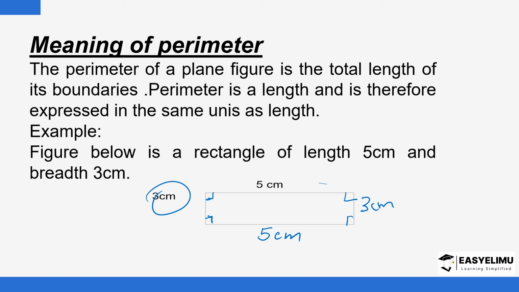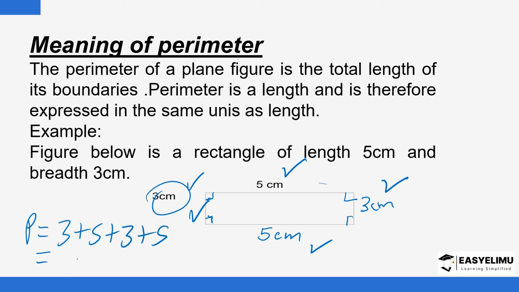So we want to see how you find it. For example here, the perimeter would be 3, you add 5, you add 3, you add 5. Remember, it's just the distance all around. So this is going to give us 8 plus 8, which then makes the perimeter what? 16 centimeters. That is the distance all around this figure here. You see, 16 centimeters.